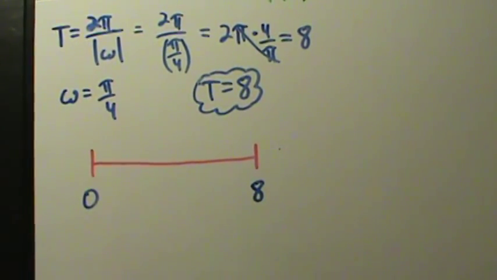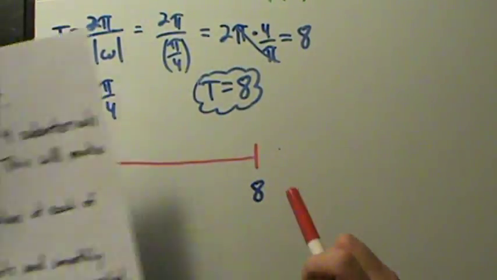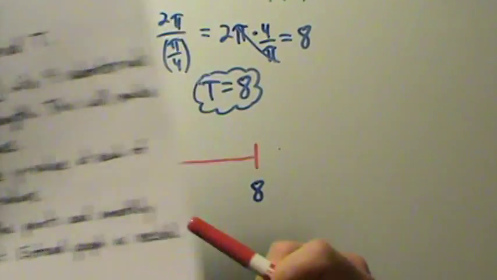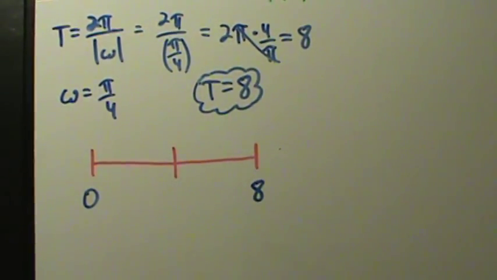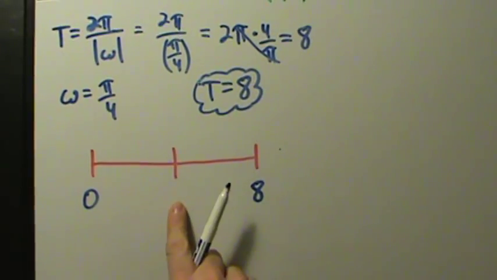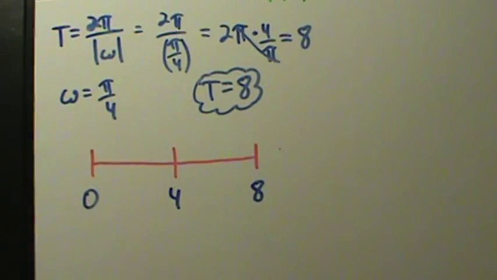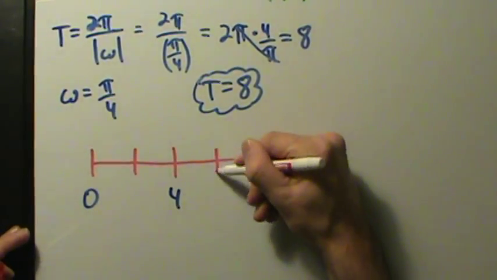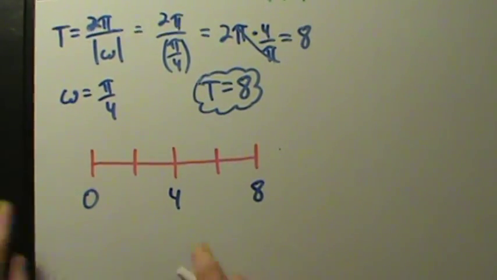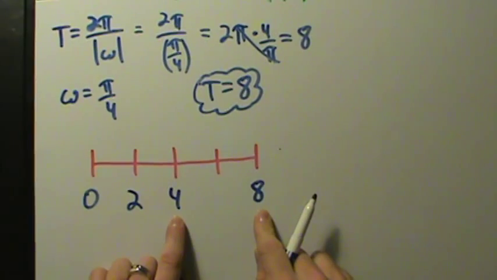Okay, and we want to divide this interval from 0 to t into 4 subintervals of equal length. So what that means is just divide it in half. If we divide it in half, what is this point? Well, halfway between 0 and 8 is 4, right? Then we divide each of these in half. So from 0 to 4, halfway in between is 2. From 4 to 8, halfway in between is 6.